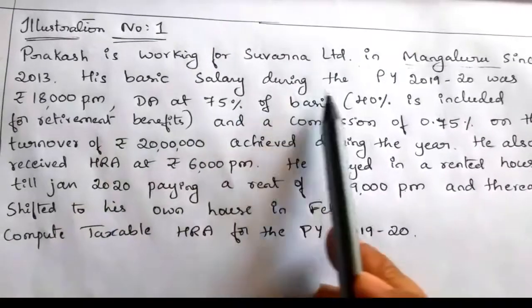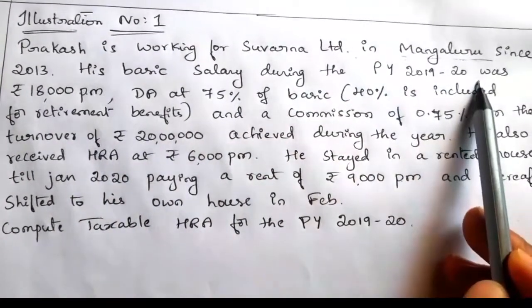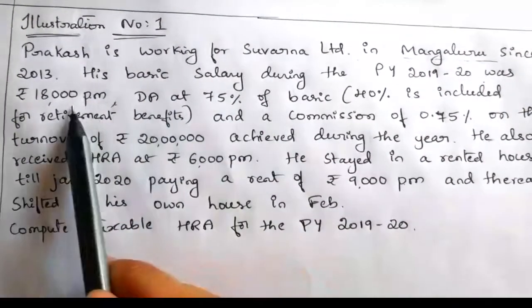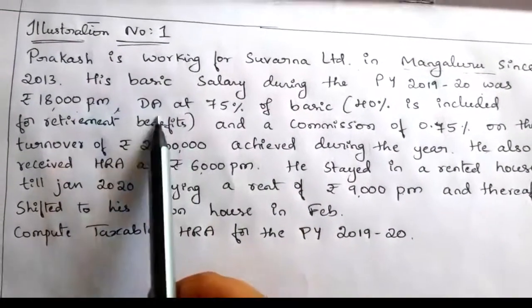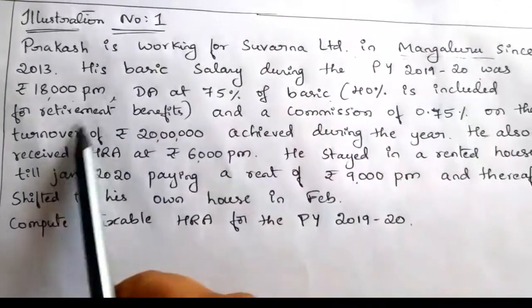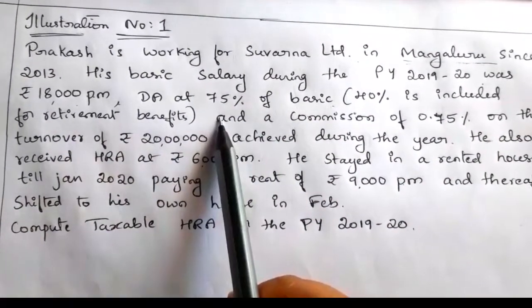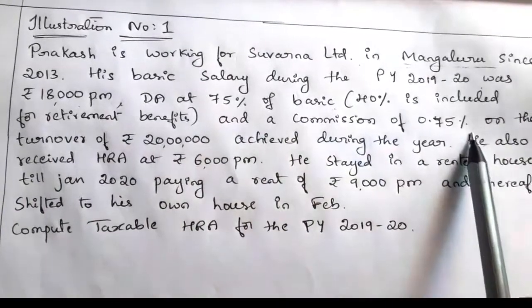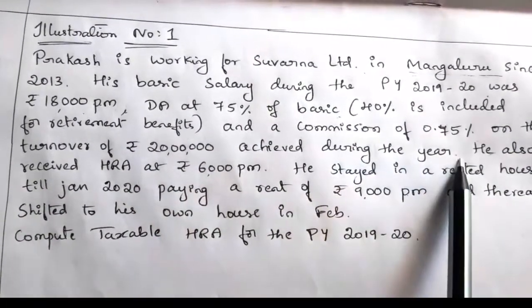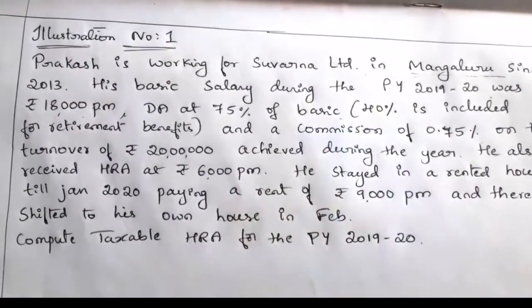His basic salary during the previous year 2019-20 was rupees 18,000 per month, so that is his basic salary. And DA at 75% of basic, 40% of which is included for retirement benefit, and commission of 0.5% on the turnover of rupees 20 lakh achieved during the year. So this is the information relating to salary.